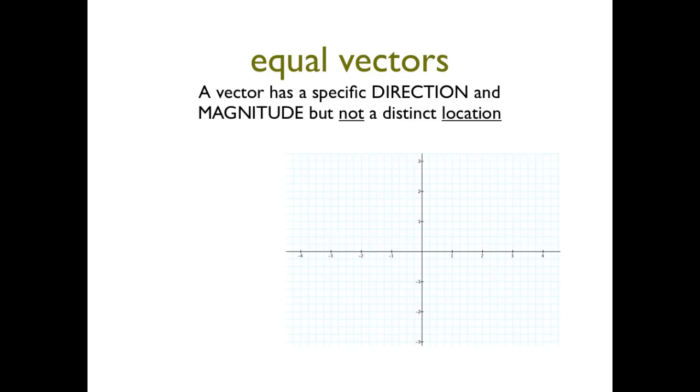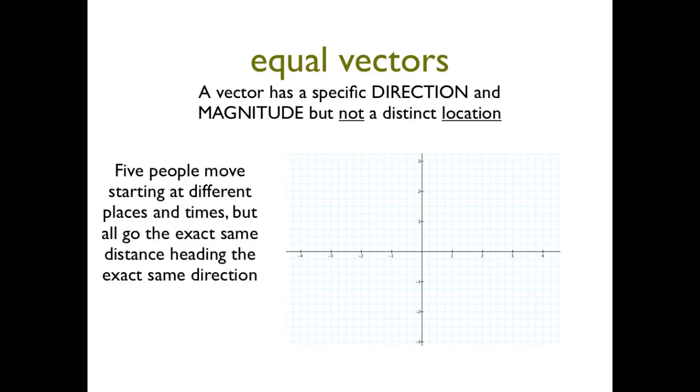So for instance, five people move, starting at different places and times, but all go the exact same distance, heading in the exact same direction. So it's person 1, 2, 3, 4, 5, like a marching band, right? So are those different vectors or the same vector? They're all the same vector.